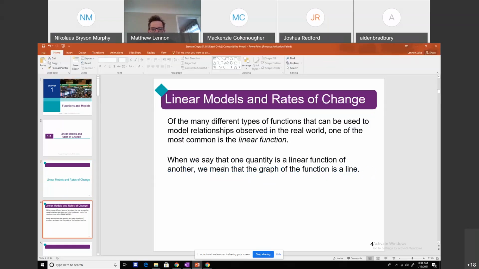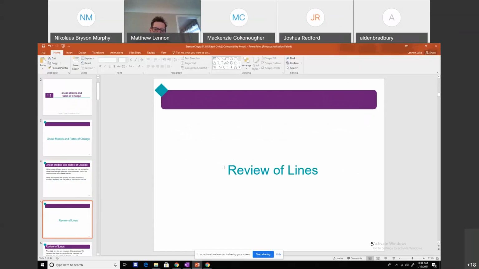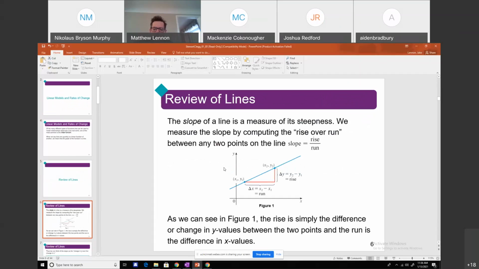All right, so linear models and rates of change. One of the things that is the defining feature of linear models is the rates of change are constant. They never change. And that rate of change is the slope. Yeah, that is the rate of change. So review of lines, we've kind of already gone over this.